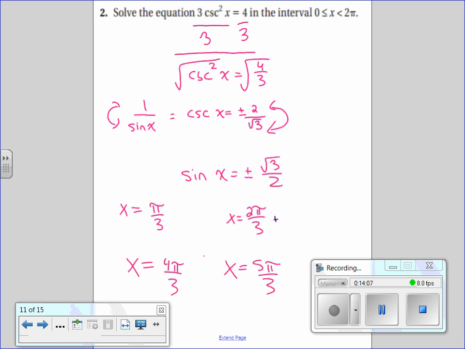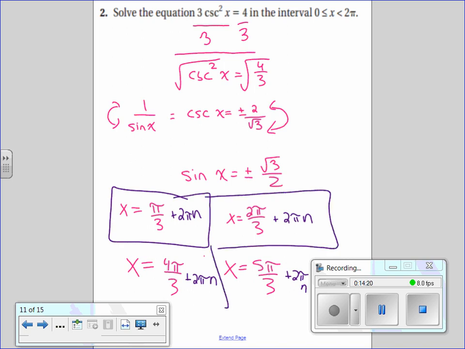Probably want to add our little tagline plus 2 pi n on every answer. And then that's it. That's a big answer. You look super scholarly with that on your paper. Woo! Good job.